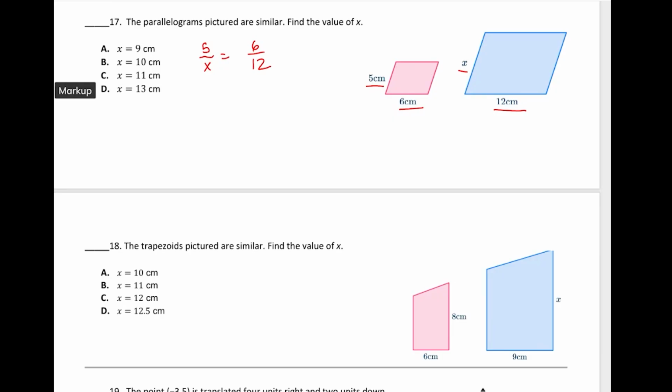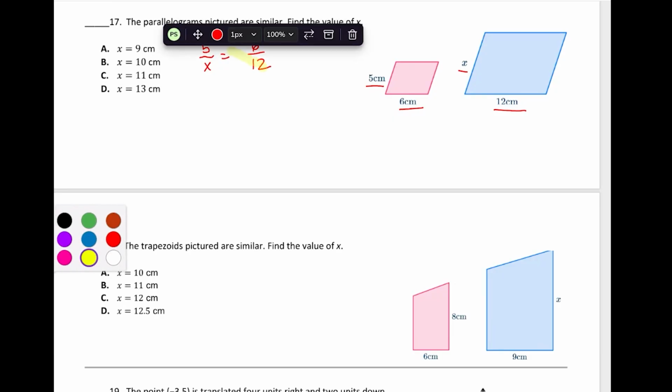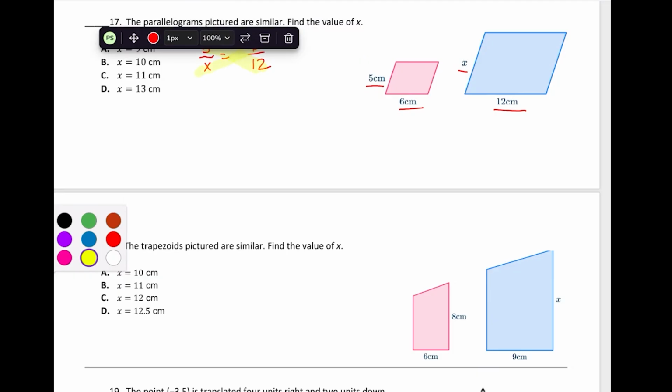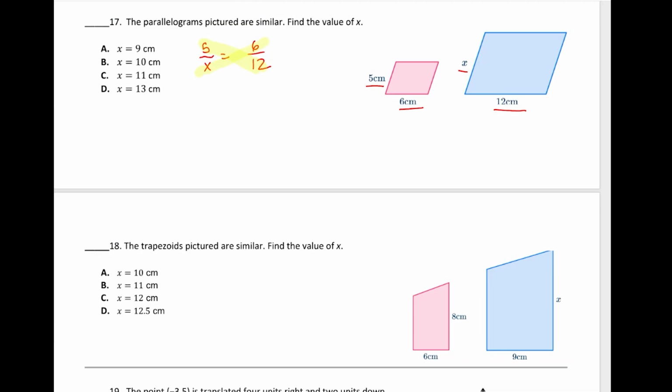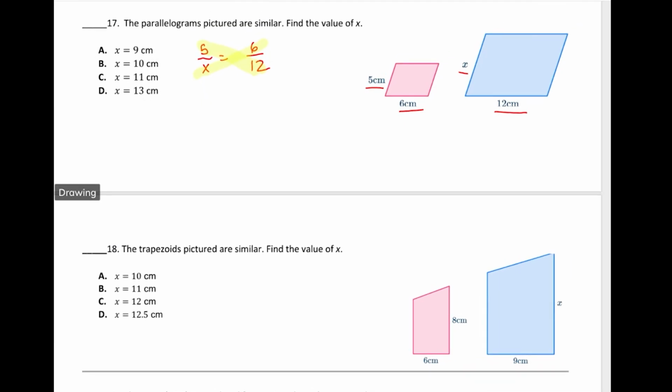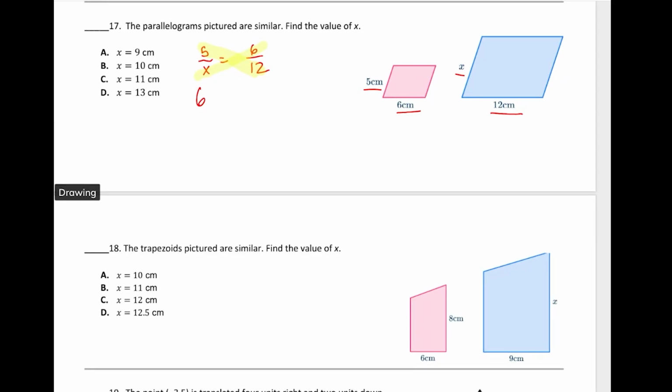Once you have that proportion set up, you are going to use the cross products property and multiply 5 by 12 and x by 6 and set those products equal to each other. So we get 6x equals 5 times 12. 5 times 12 is 60. And if we divide both sides by 6, we're going to get x equals 10.